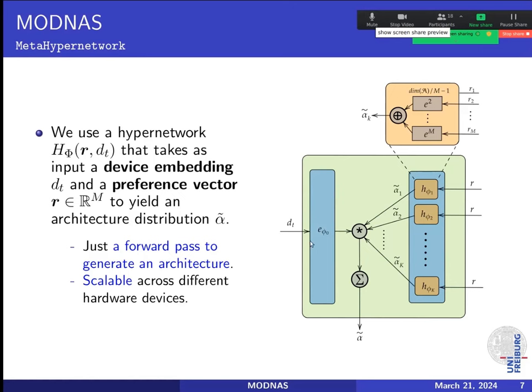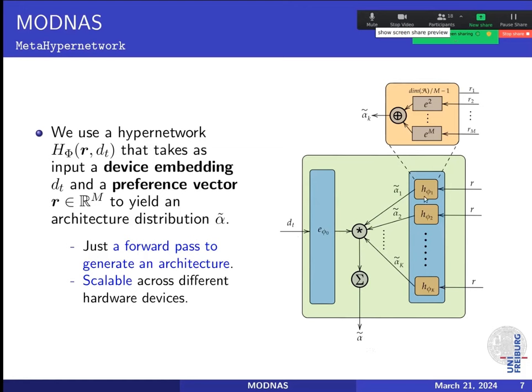It gets this hardware embedding d_t, passes it through some embedding layer, and it also has a bank of hypernets. We call them hypernets, but basically, this is phi 1 to phi K, where K is a hyperparameter that we have to set. Each of these takes the same preference vector and produces an architectural distribution, alpha 1 to alpha K tilde, which are then multiplied element-wise with the output of the embedding vector that gets the device embedding as input. Then all these are summed up to create the final output of the meta hypernet.